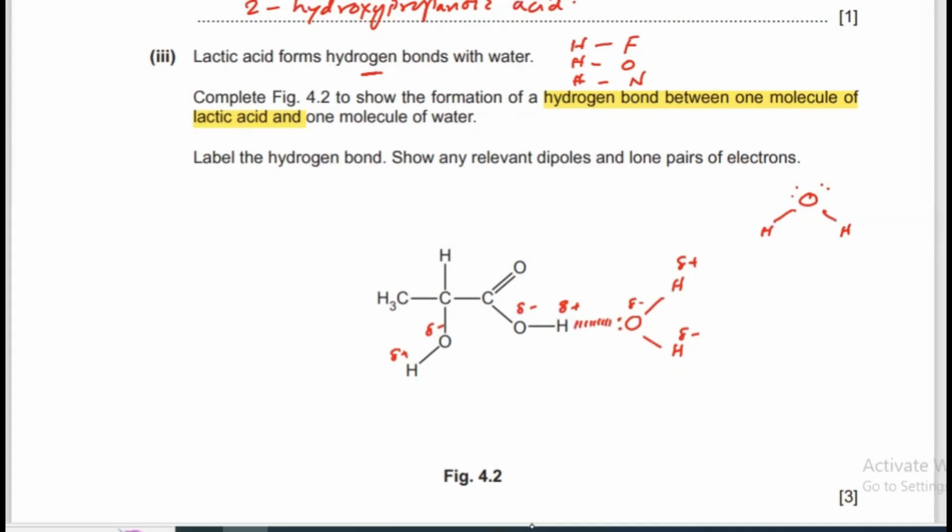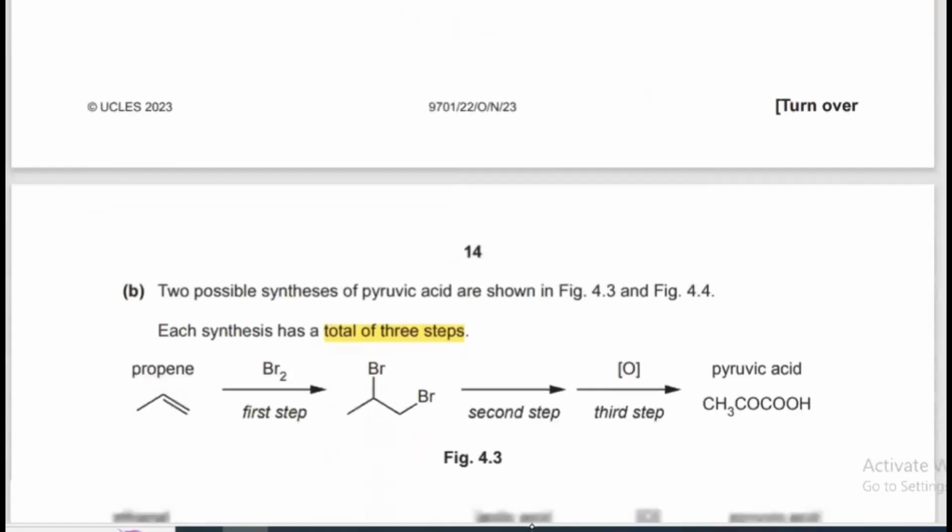So this is the hydrogen bonding between 2-hydroxypropanoic acid and water molecules. Here you can also see, because he's saying one water molecule, you can show another water molecule as well, which can make the hydrogen bond with this OH group as well. Now, the next part.